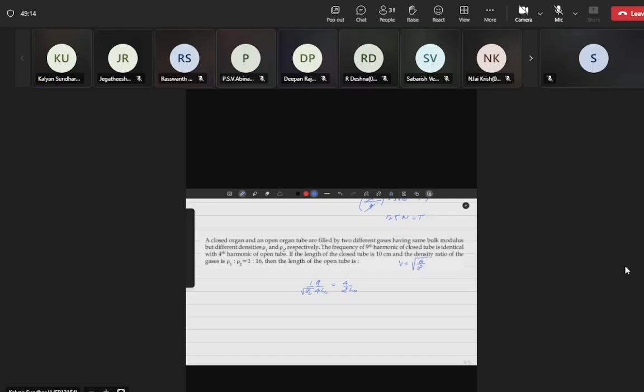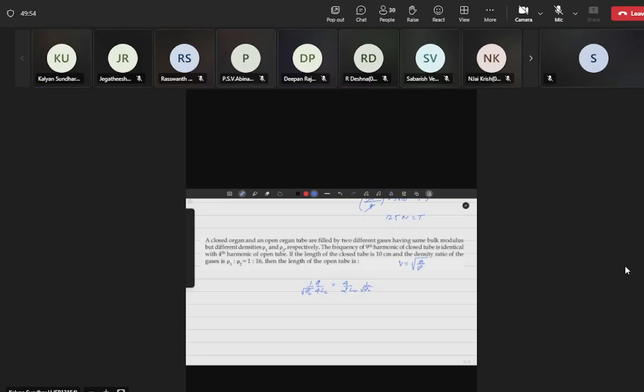This is of n, right? This is already of the nth harmonic. So nth harmonic: first harmonic, third harmonic, 5, 7, 9. It will come to 9. You need to convert only when the fifth overtone is given; then it comes as 2n minus 1, where n is the overtone. Under root of 1 by rho of the open pipe. Correct? They have given everything, and this ratio is also there.